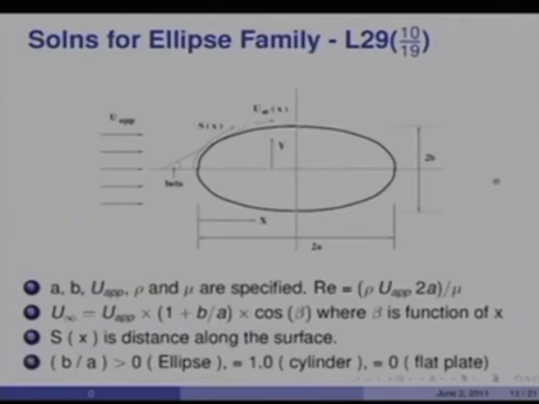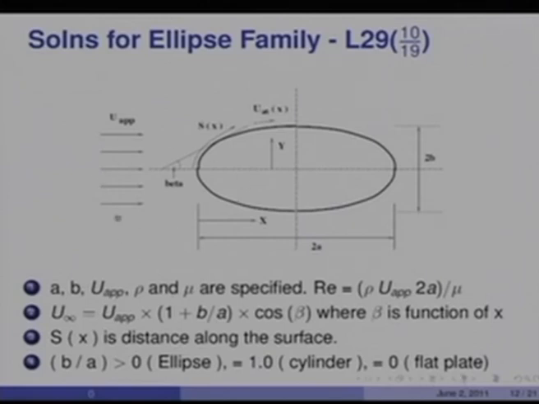So, now let us see some examples, and what I am going to do is to consider flow over a family of ellipses. Ellipse is a wonderful family because it has the minor axis 2b, and the major axis is 2a, and if b by a is greater than 0, then you get an ellipse. If it is exactly equal to 1, you will get a cylinder, and if it is equal to 0, that is if b is equal to 0, you simply get the flat plate.